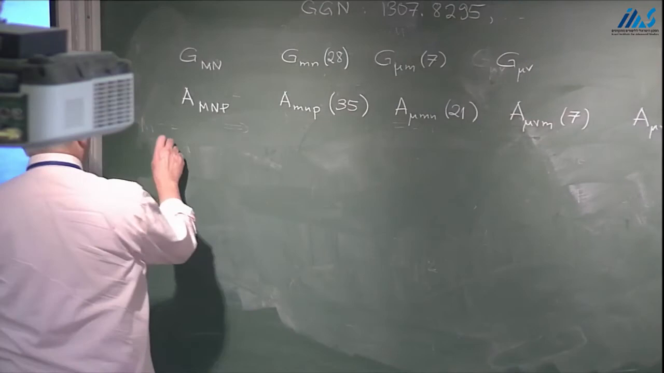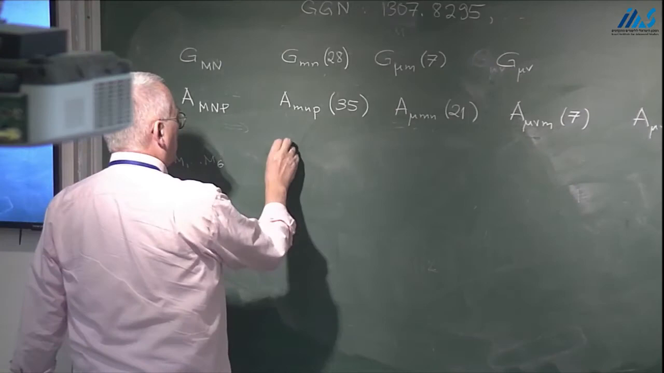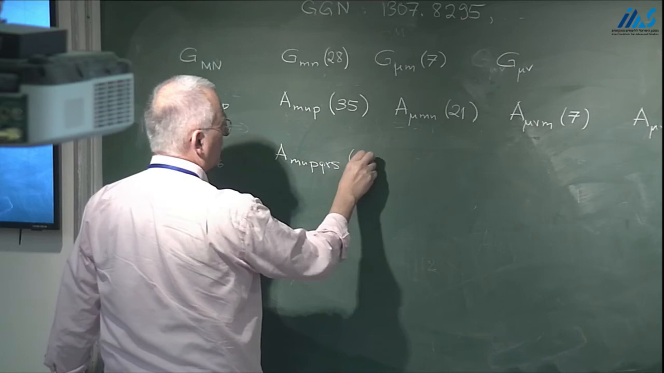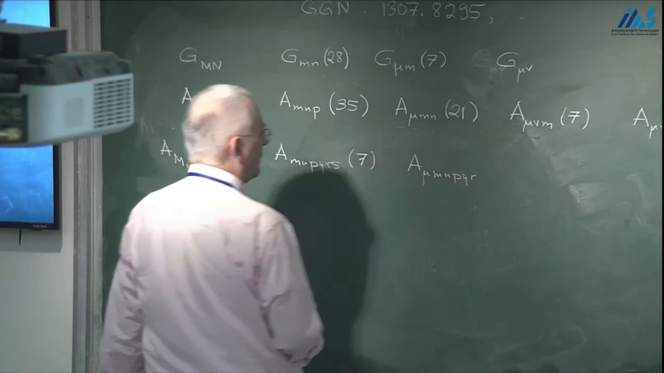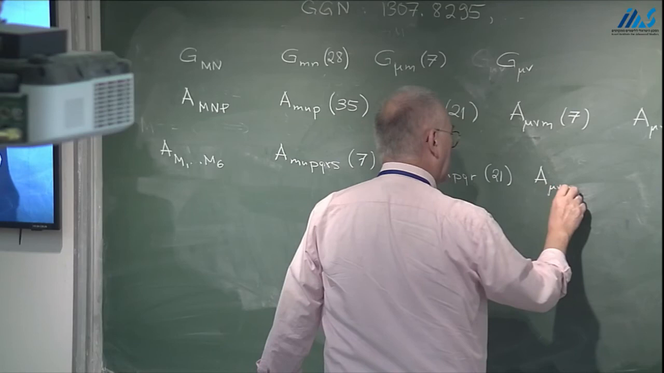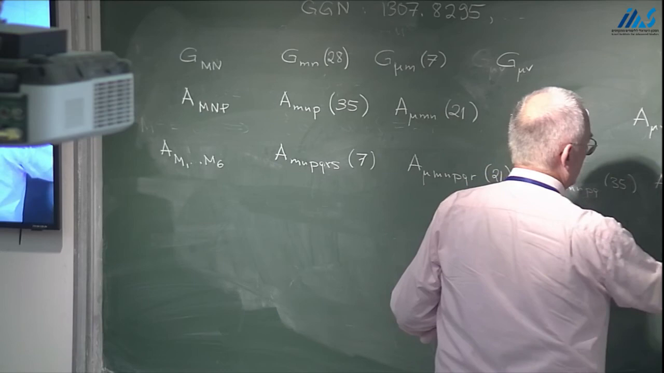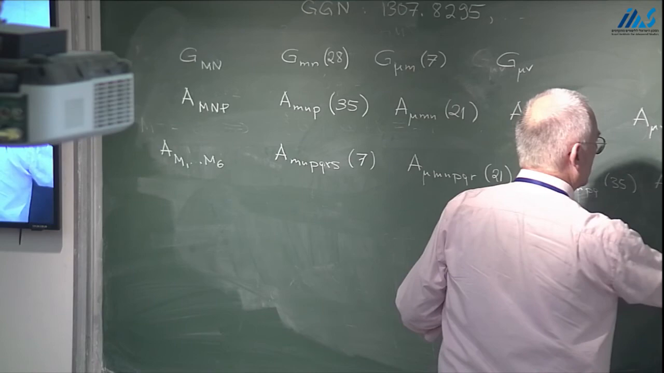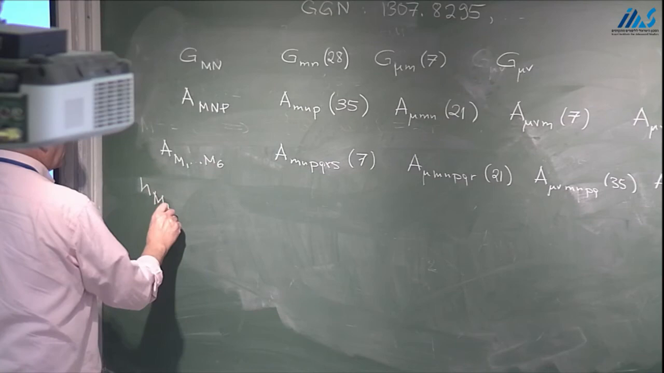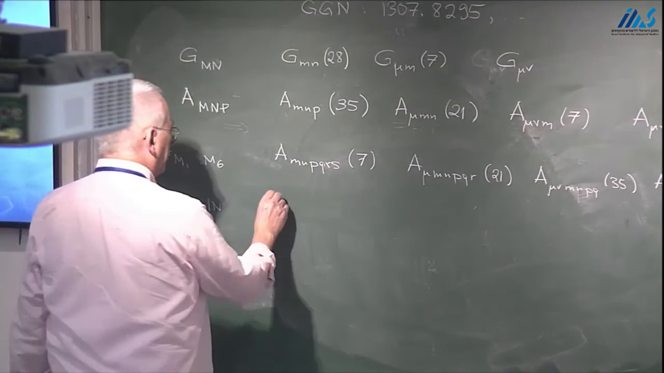So let's do this here: A_M1 to M6. So we have A_MNPQRS, 7. We have A_mu MNPQR. That's 21. We have A_mu MNPQ. That's 35. And then we also have A_mu nu rho MNP, 21. 35. And there's one with four indices. And then we also have the dual graviton. You see the dual graviton also comes into this counting, and you will see in a moment why. It's M8N.